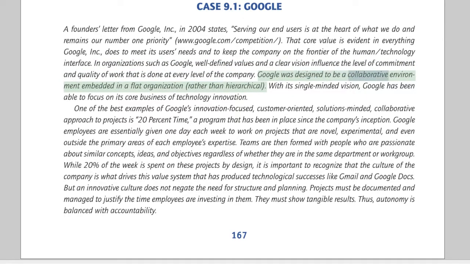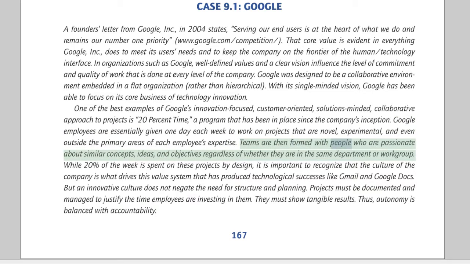Google was designed to be a collaborative environment embedded in a flat organization, rather than hierarchical. With its single-minded vision, Google has been able to focus on its core business of technology innovation. One of the best examples of Google's innovation-focused, customer-oriented, solutions-minded, collaborative approach to projects is 20% Time, a program that has been in place since the company's inception. Google employees are essentially given one day each week to work on projects that are novel, experimental, and even outside the primary areas of each employee's expertise.